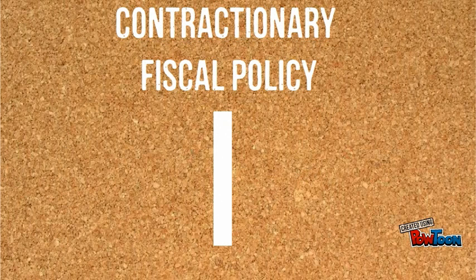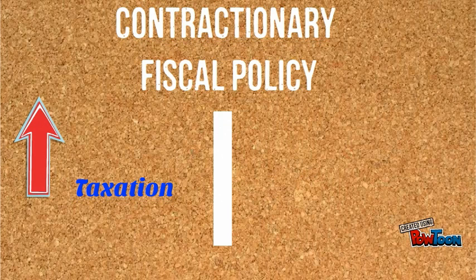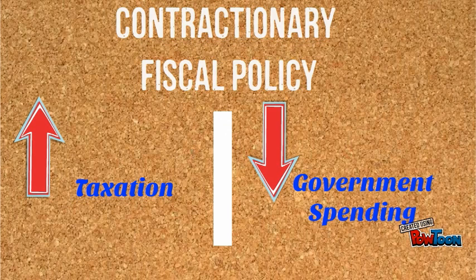The other policy is contractionary policy. Contractionary policy is used to decrease aggregate demand. In this policy, Congress can increase taxation on the nation, decrease government spending, or both.